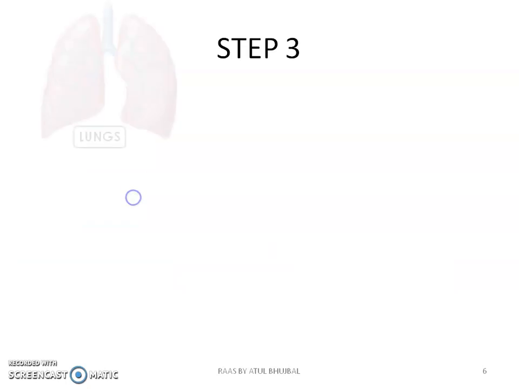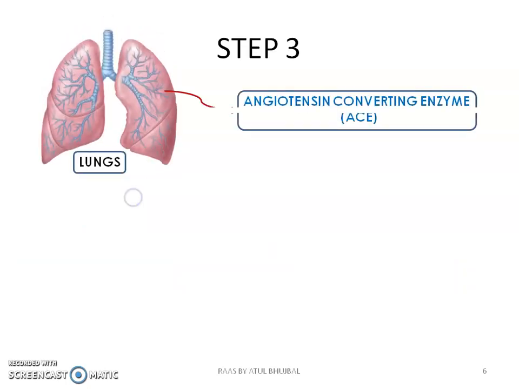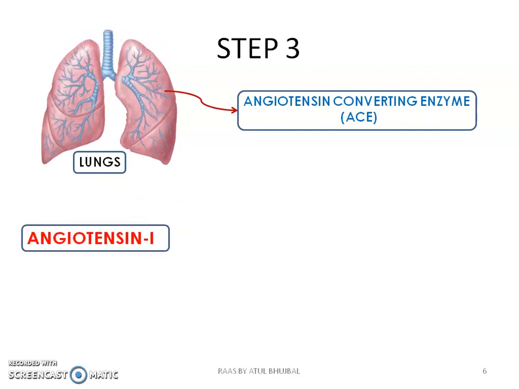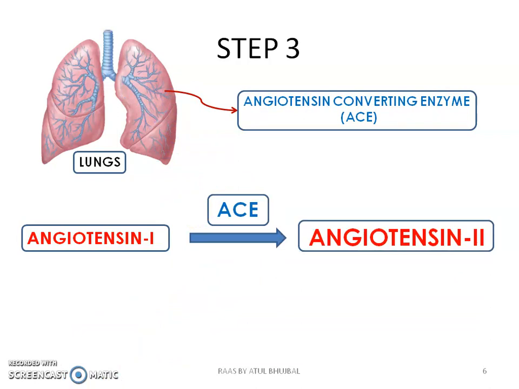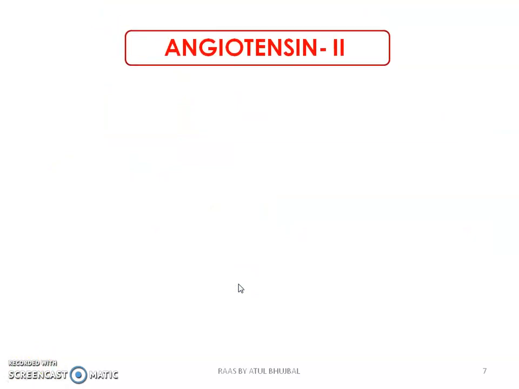Now in step 3, the lungs come into the picture. The lung endothelium has the angiotensin converting enzyme, ACE, which converts angiotensin 1 into angiotensin 2. This angiotensin 2 is a potent vasoconstrictor. Now, in angiotensin 2, angio means blood vessel and tensin means tension or pressure.